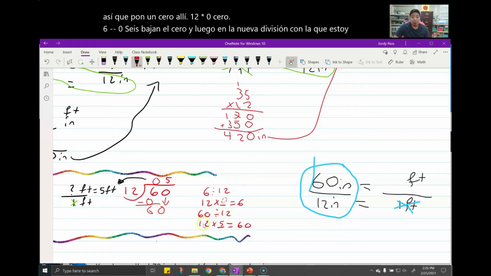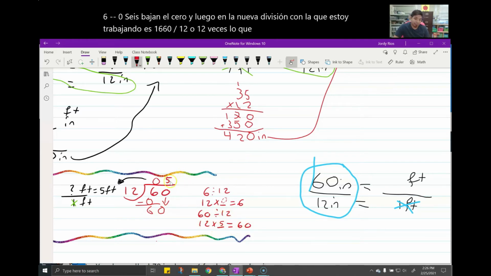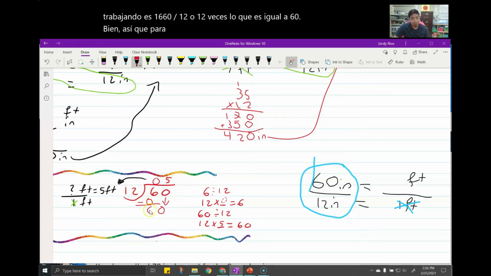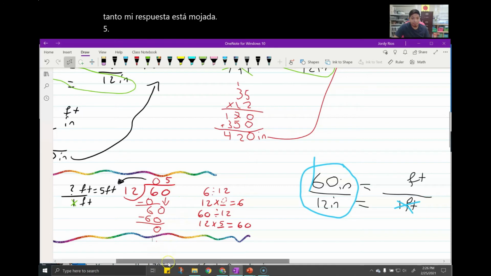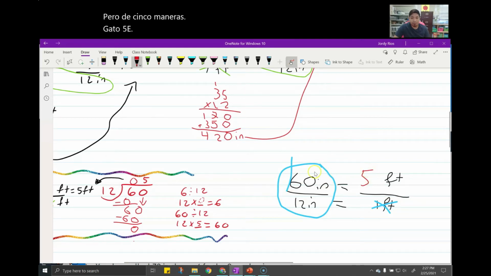60 divided by 12, or 12 times what equals 60? 5. So put a 5 up there. 12 times 5 is 60. 60 minus 60 is 0, so therefore my answer is what? 5. But 5 what? Good, 5 feet. So 60 inches equals 5 feet. Okay?